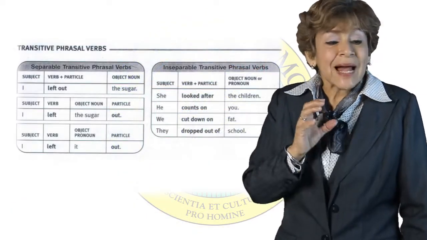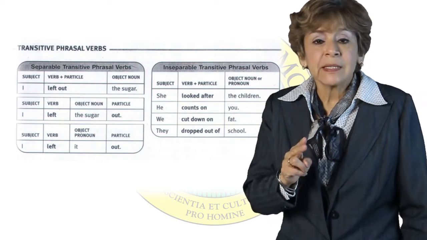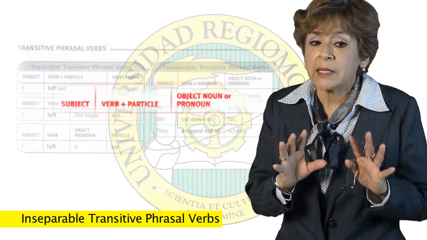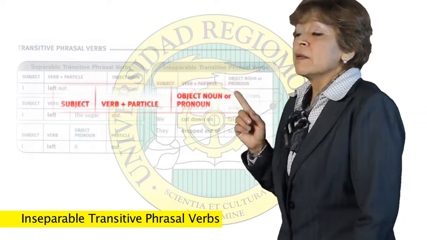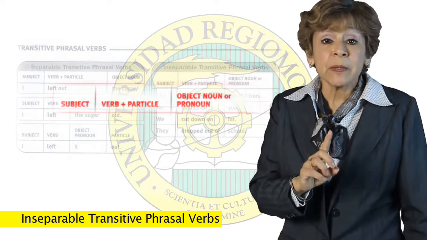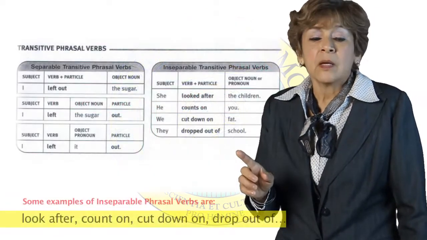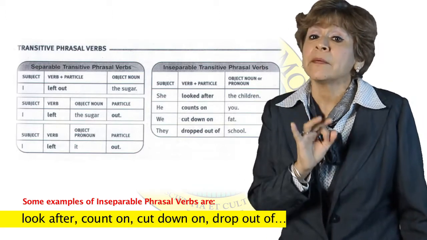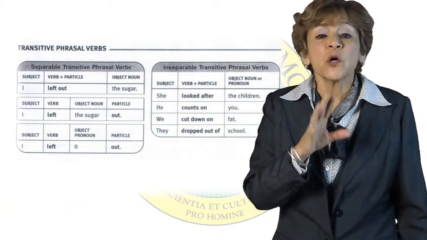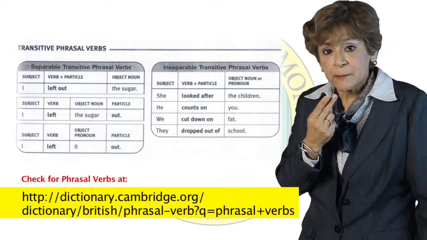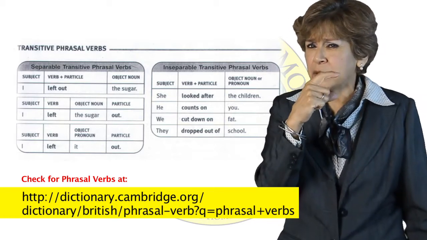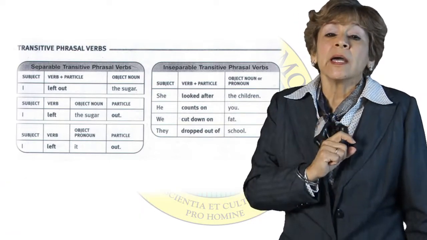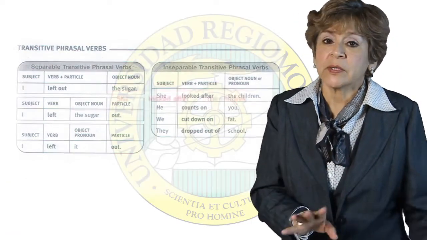Now, some transitive verbs have an exception. They cannot separate. Inseparable. Keep it in mind, please, okay? So, in the chart, I am focusing on inseparable transitive phrasal verbs. Please look at them: look after, count on, cut down on. Phrasal verbs normally are two-word verbs. There is a big dictionary in Cambridge, okay, covering only phrasal verbs. It's online, okay, so you can check it there.